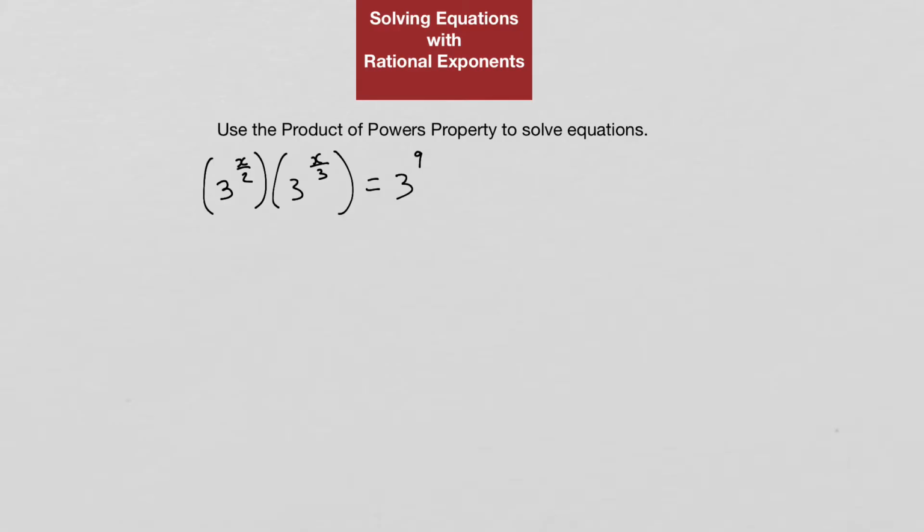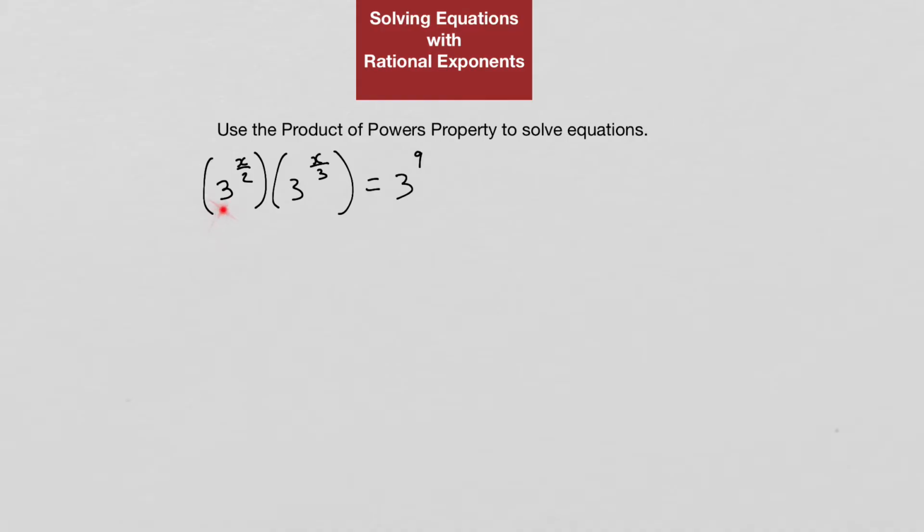We have 3 to the x over 2 power times 3 to the x over 3 power, and it is equal to 3 to the 9th power. And here we need to solve for x. So how do we do this?